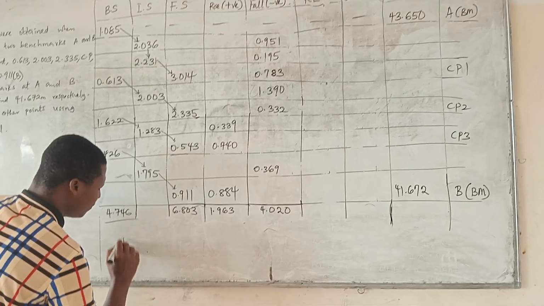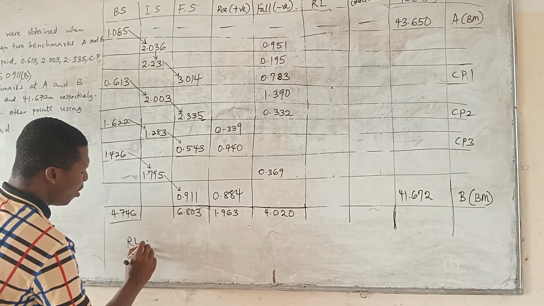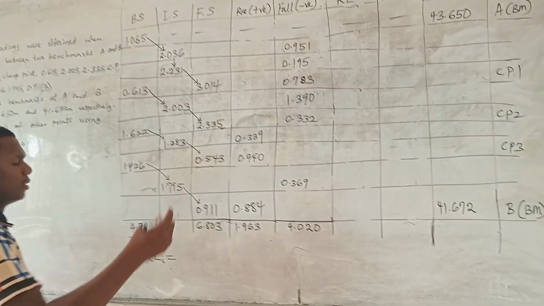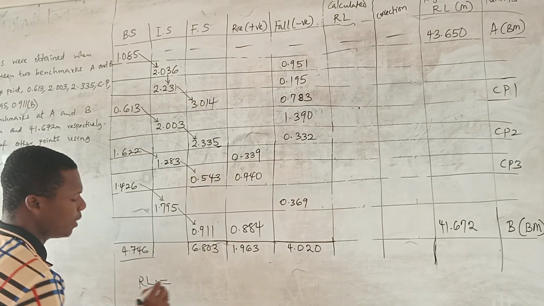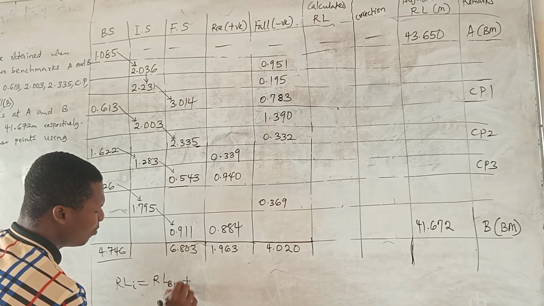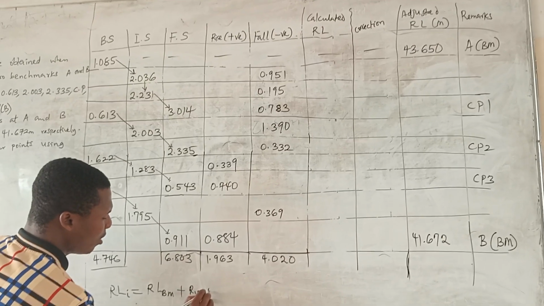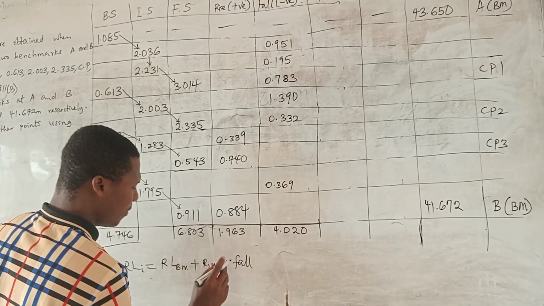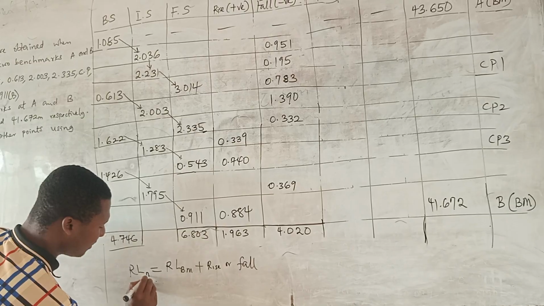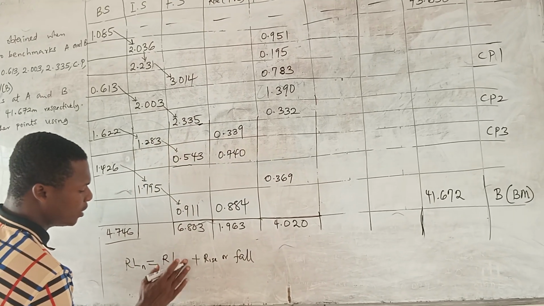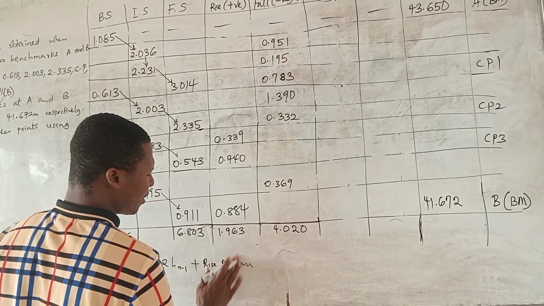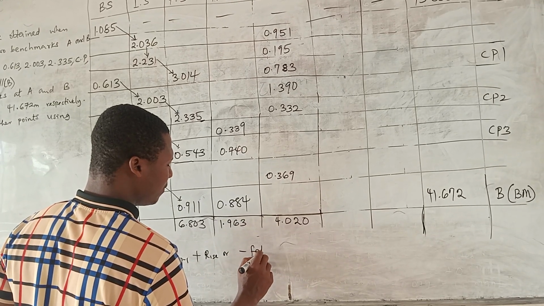Now, the reduced level of the next point, let's say point n, where n can be the first, second, third, or fourth point, equals this: the first reduced level we have will be the reduced level of the benchmark plus rise or minus fall. Let's put it like this: reduced level of n equals reduced level of n minus 1, plus rise or minus fall.